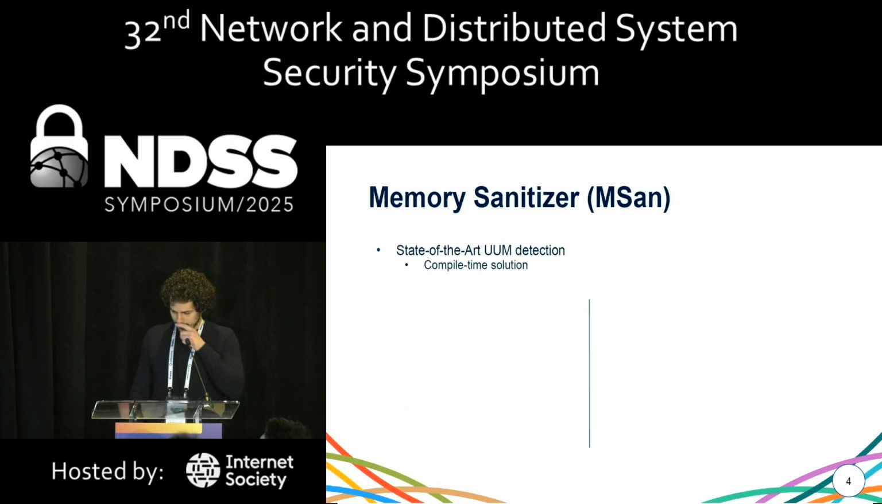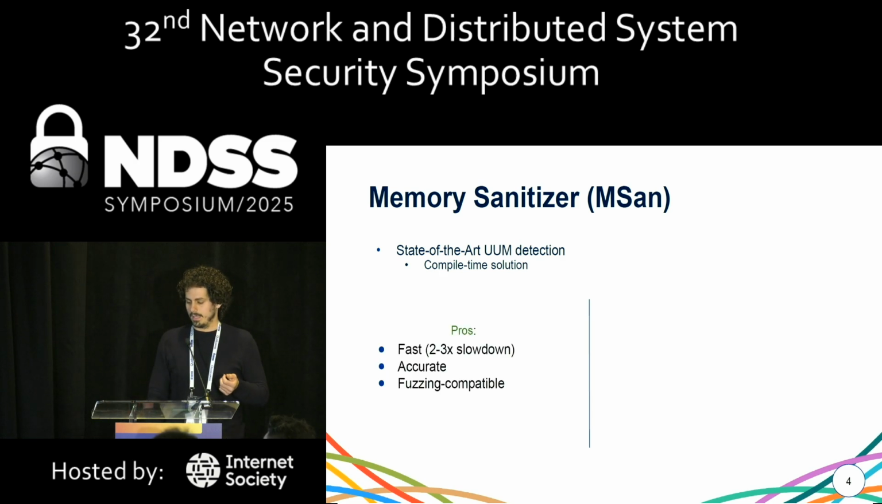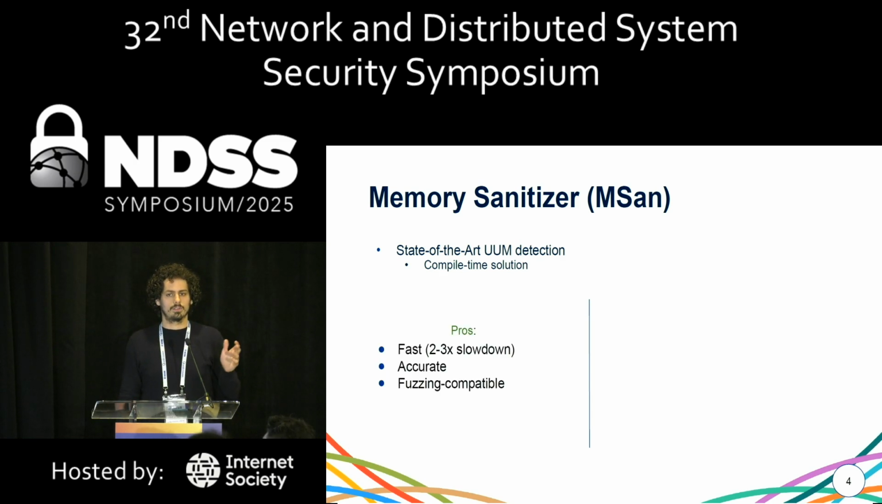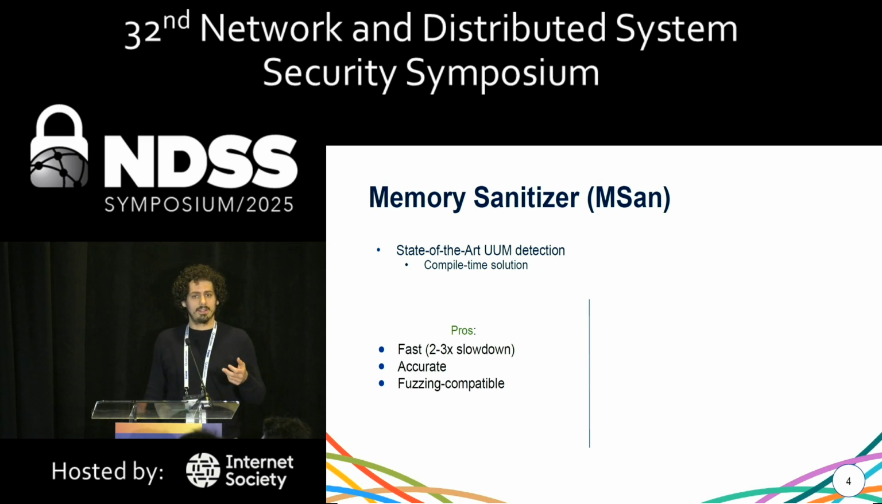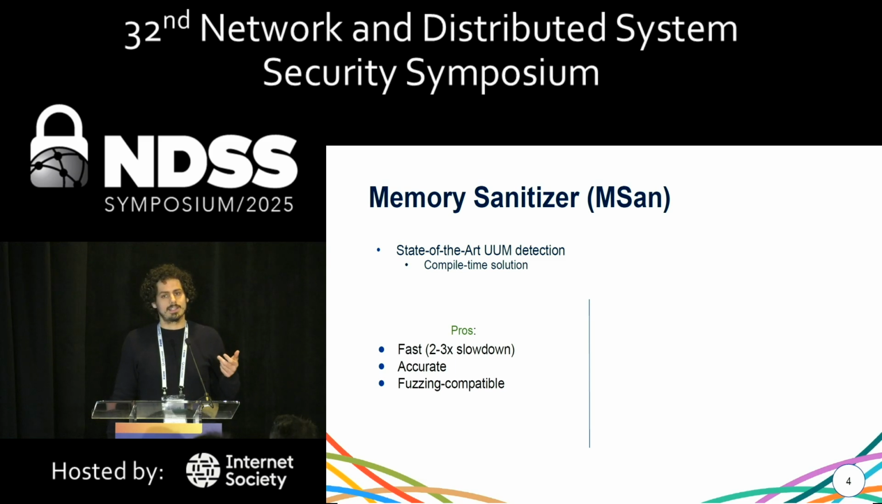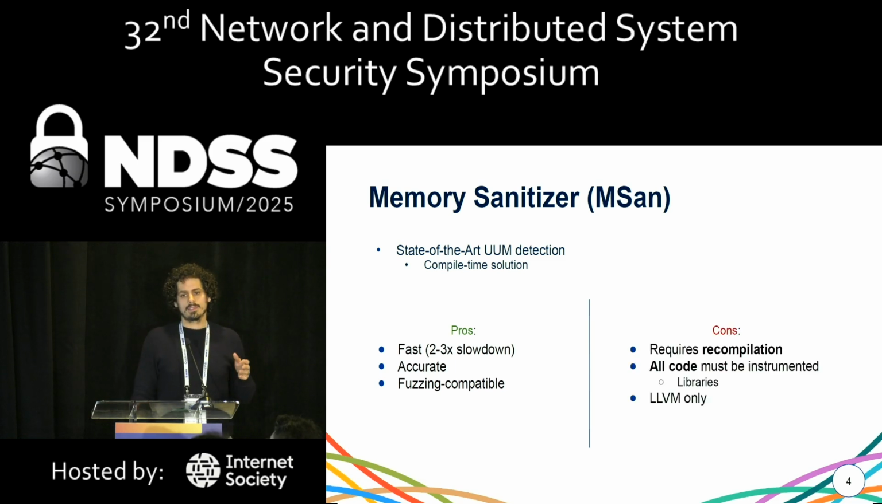The state-of-the-art solution to detect this kind of errors is called memory sanitizer, or MSan for short. It is a compile time solution, and it has a slowdown that is in the range of 2 to 3x. It is very accurate thanks to having access to compile time information, and it is fuzzing compatible. On the other hand, MSan requires the compilation of the whole code, and this means the whole user space stack, including all the libraries that the application needs at runtime. This makes MSan not very fuzzing friendly.